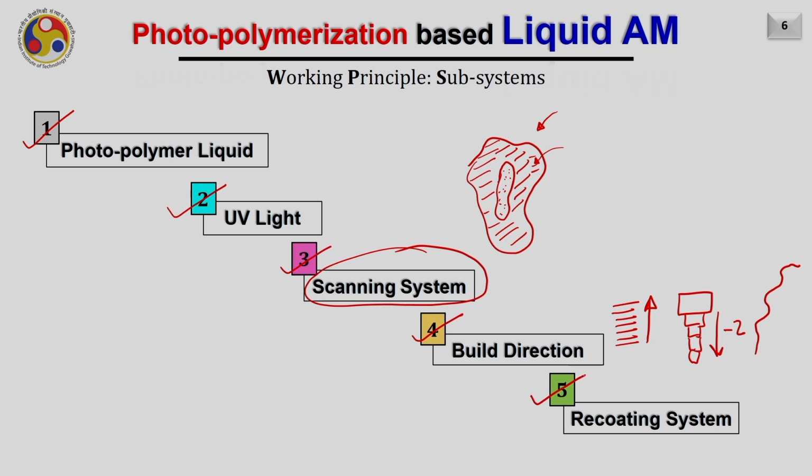The fifth very important subsystem in such additive manufacturing machine is the recoating system. Means how you are going to spread the next layer over the substrate or the pre-built layer. This particular system is very critical because this is the system which is going to define the accuracy of the part you are going to produce on the machine. If you are able to spread a layer of very less thickness, then of course the accuracy you produce in your part will be very good.